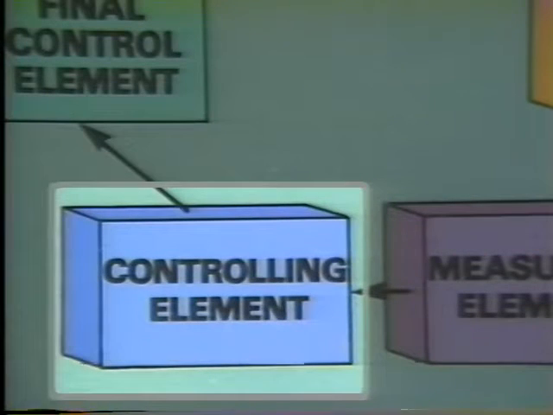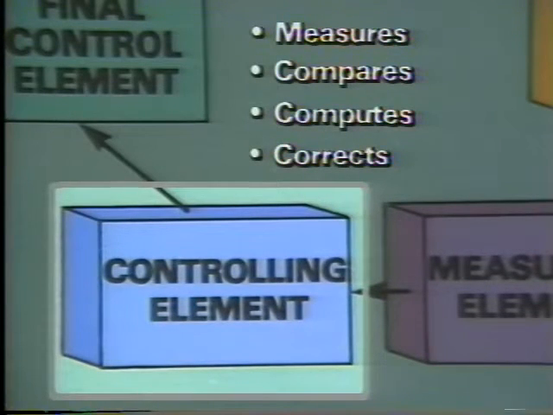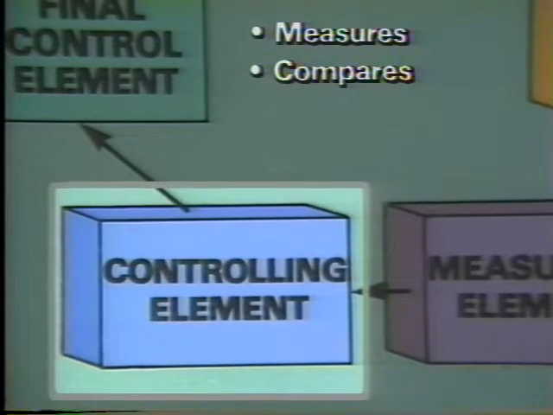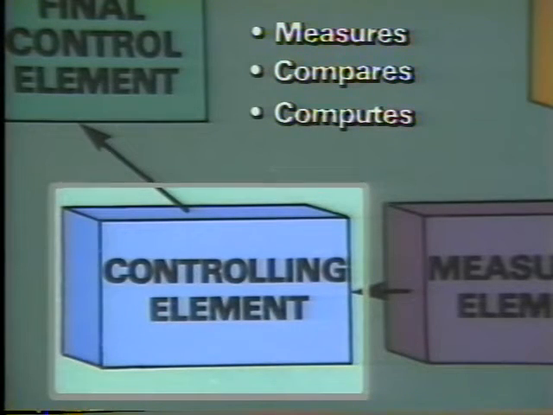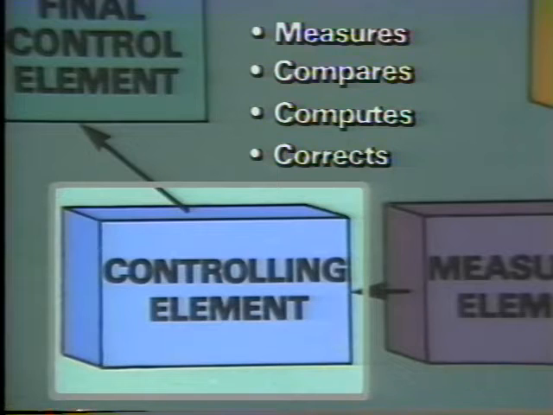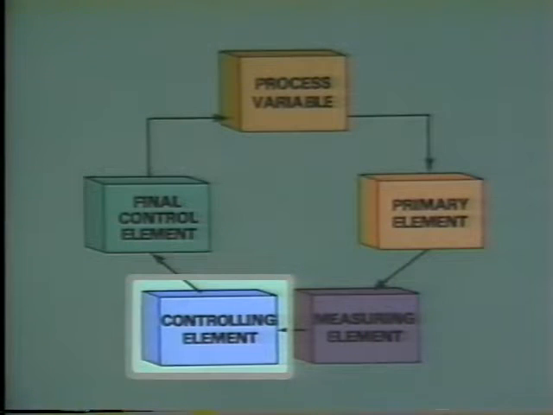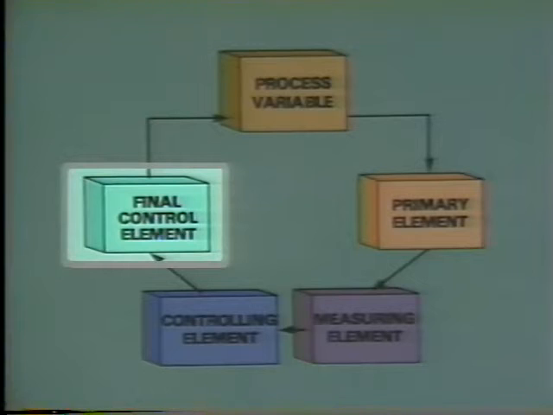The controlling element is a mechanism that generally performs four functions. It measures the signal from the measuring element, compares the measured value to set point, computes the difference between the measured value and set point, and produces a pneumatic signal that is used to correct any difference between the measured value and set point. The controlling element sends its signal to the final control element.